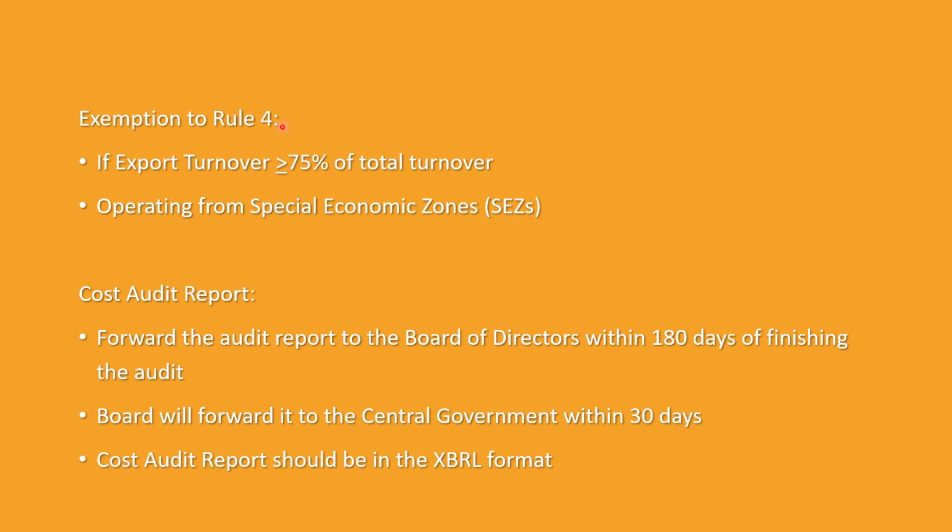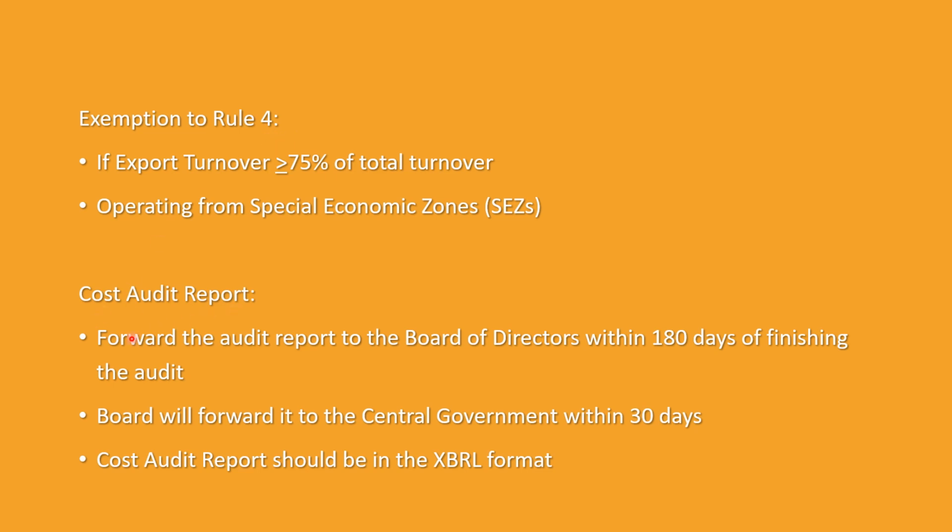Now, what are the exemptions to Rule 4? If the export turnover is greater than equal to 75% of the total turnover, I am not talking about the total turnover, export turnover is greater than equal to 75% of the total turnover, and operations from special economic zones, SEZ. So, if these two exemptions apply, then you are exempted from Rule 4.